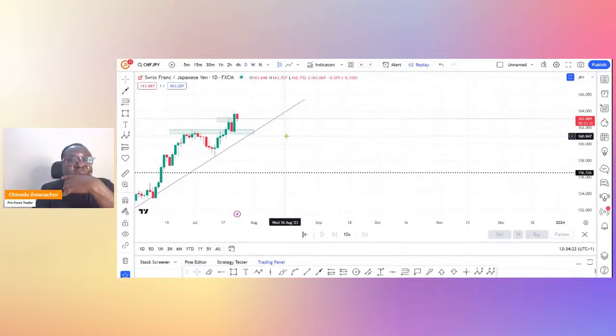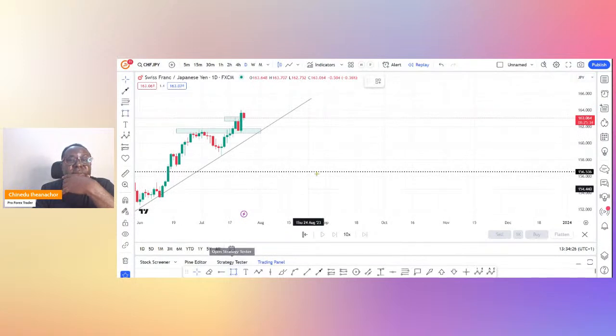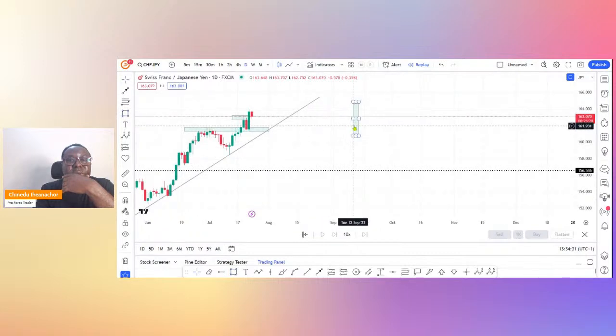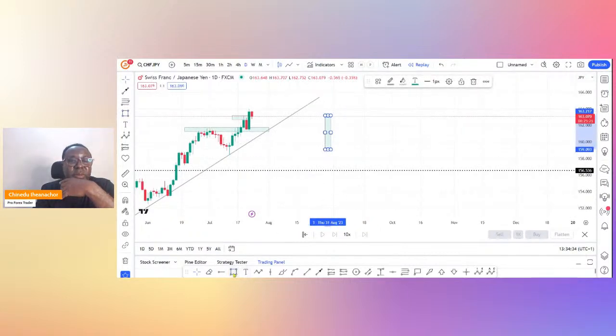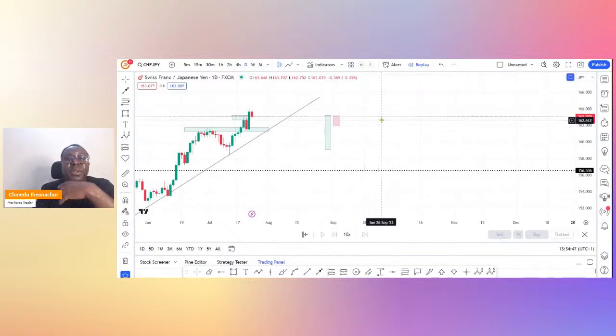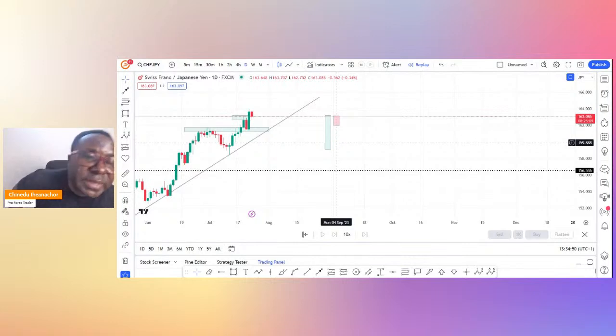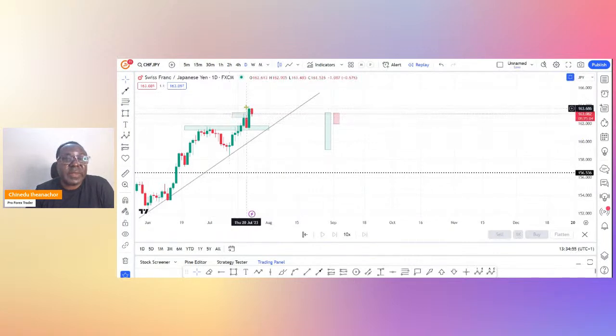You have to watch this pair. Currently, I'm seeing this bull candle, and there seems to be a pullback. If this pullback ends as we are seeing it, it's coming back to this liquidity area again, which you can cross here.